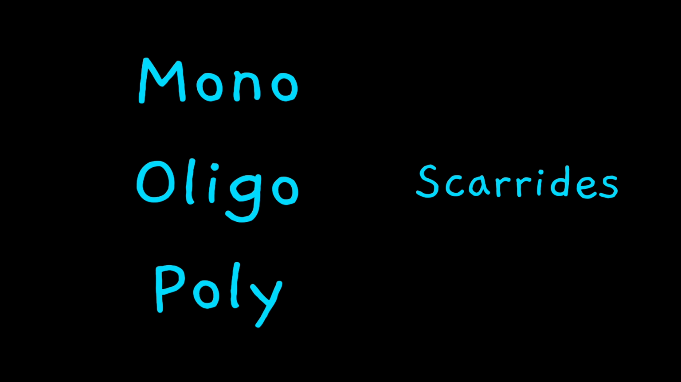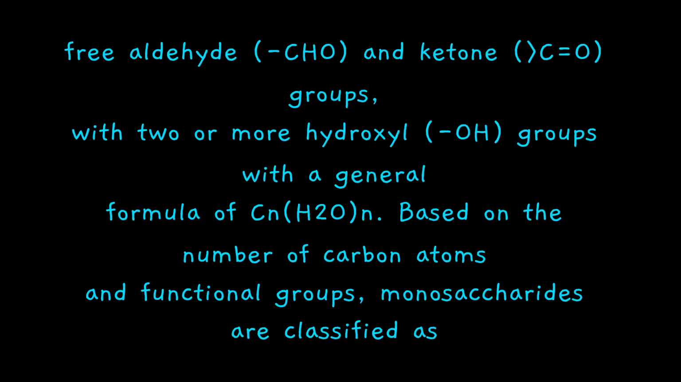So what is a monosaccharide? They are simple sugars which cannot be further hydrolyzed into simpler forms. These monosaccharides contain a free aldehyde, that is CHO, or ketone, that is C double bond O group, with two or more hydroxyl, that is OH groups, with a general formula of C n (H2O) n. So this is the general formula for which compound?